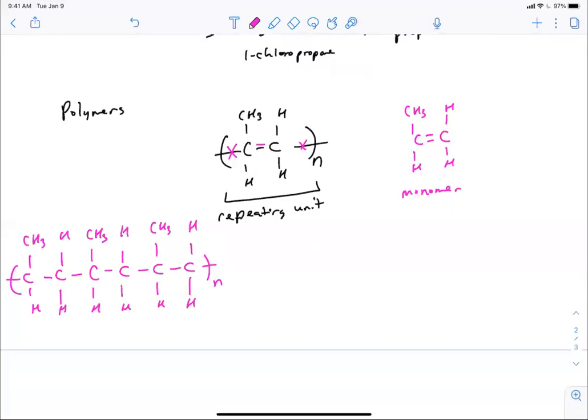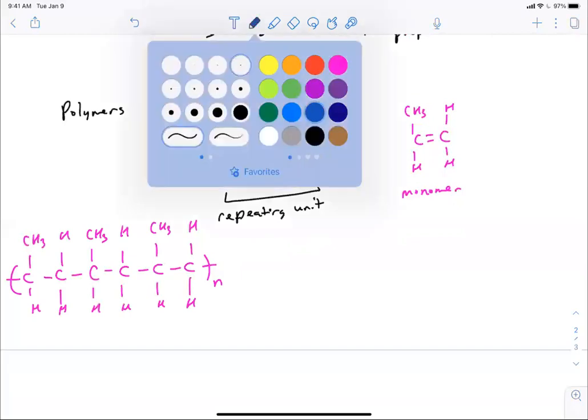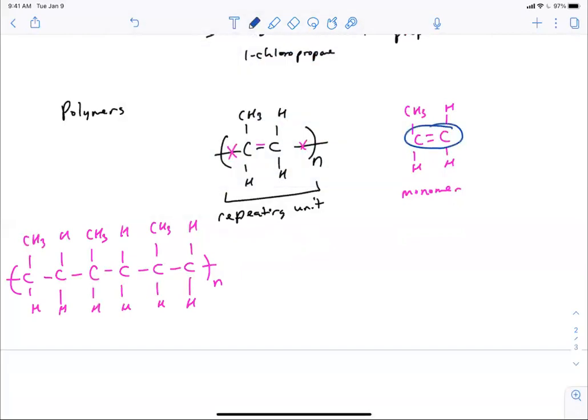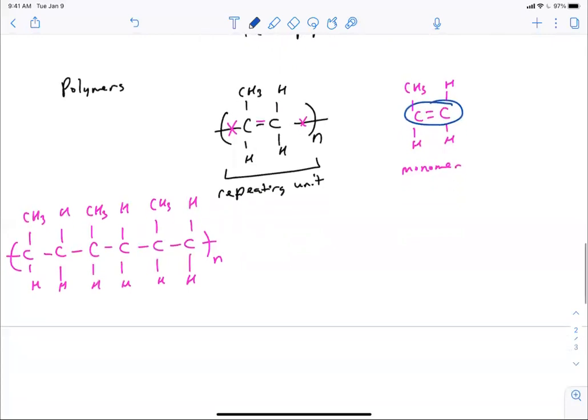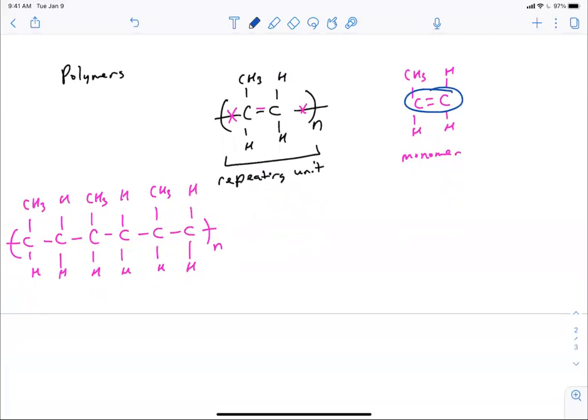Never is there ever a carbon that's not involved in the double bond as part of the main chain of a polymer. Never. There's never a CH3 that gets grouped in there. It's always branched off of the main chain. The only carbons that can ever form part of the main chain in a polymer are the ones that are double bonded. That's it. Questions about that?